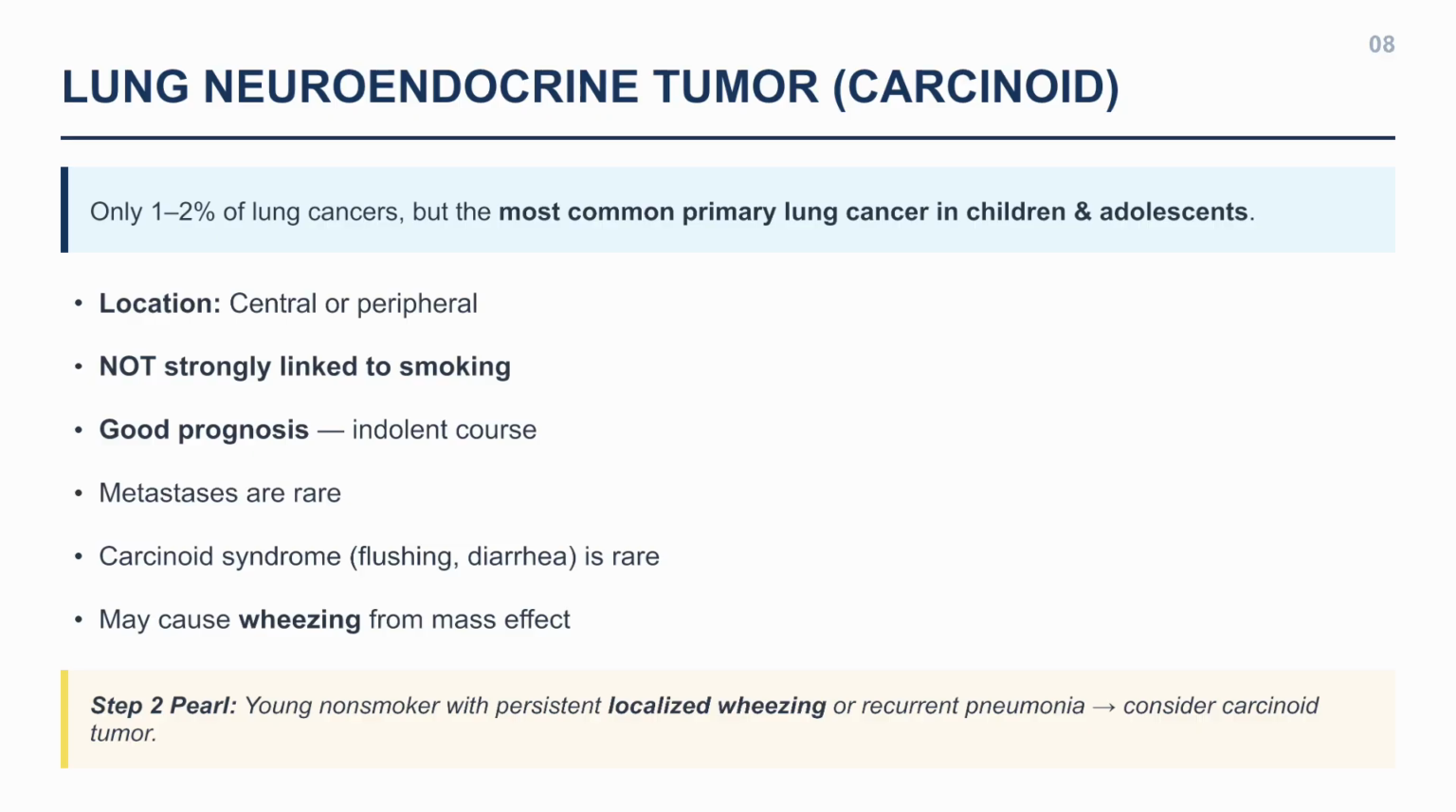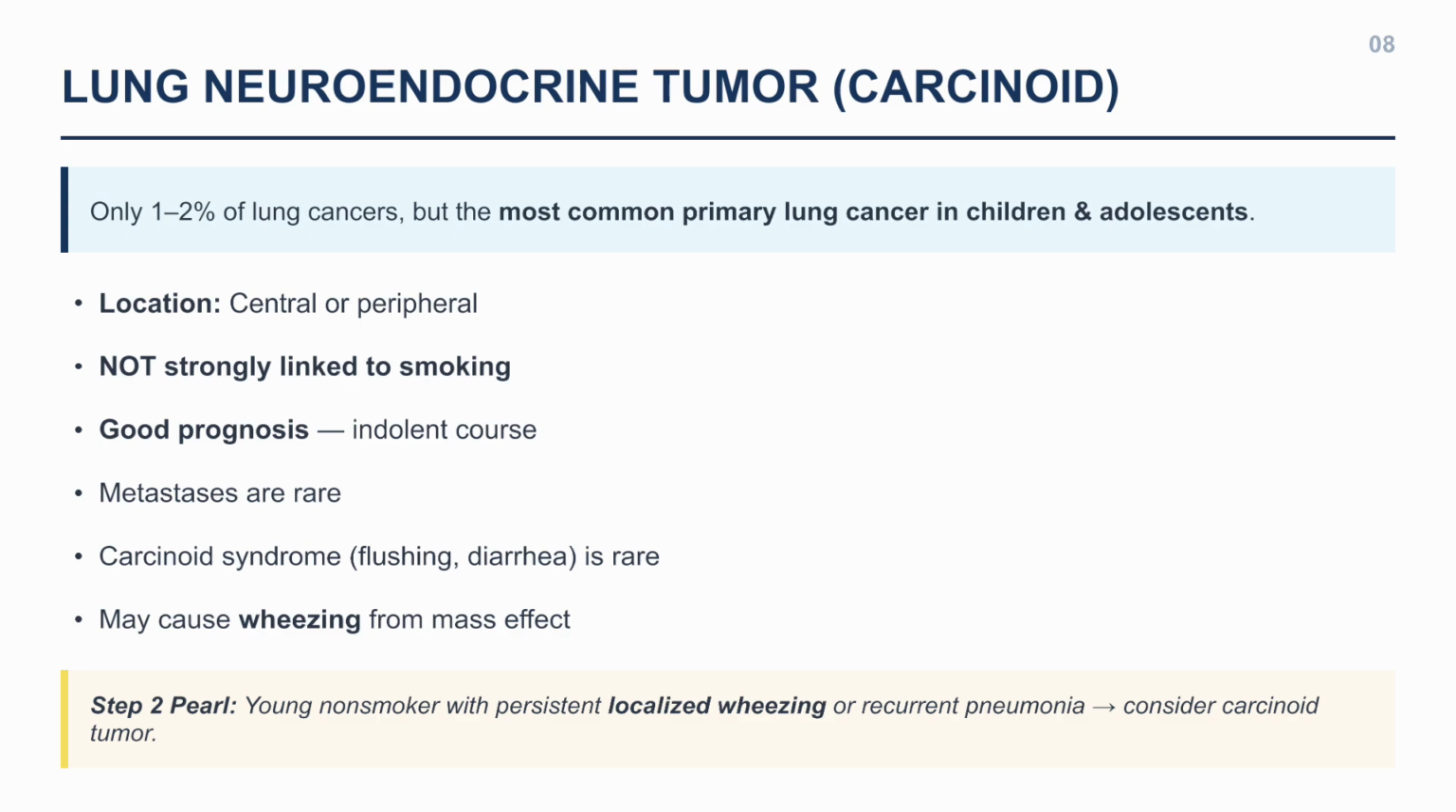Carcinoid syndrome with flushing and diarrhea is rare in pulmonary carcinoid because the venous drainage goes directly to the systemic circulation through the lungs, bypassing the liver, only when liver metastases are present. The most common presenting symptom is wheezing from local mass effect on the airway.